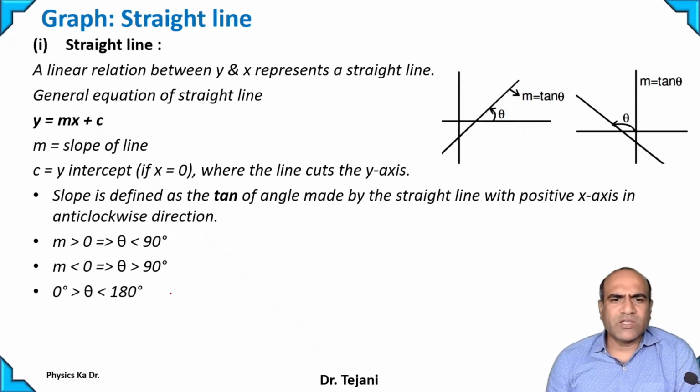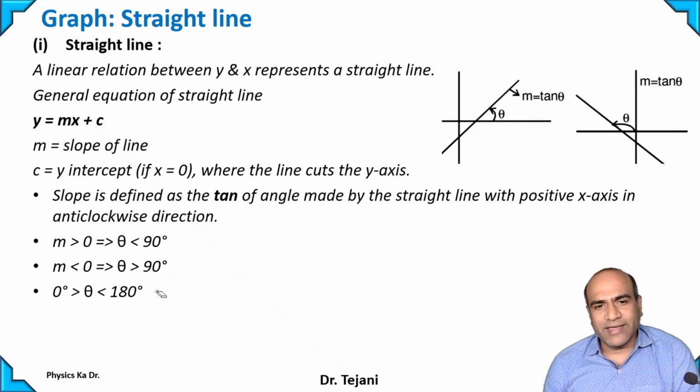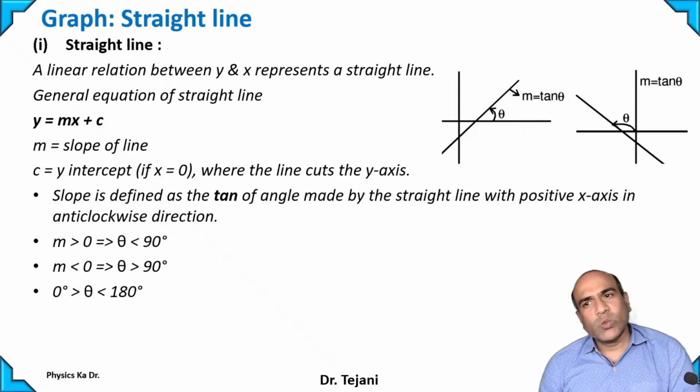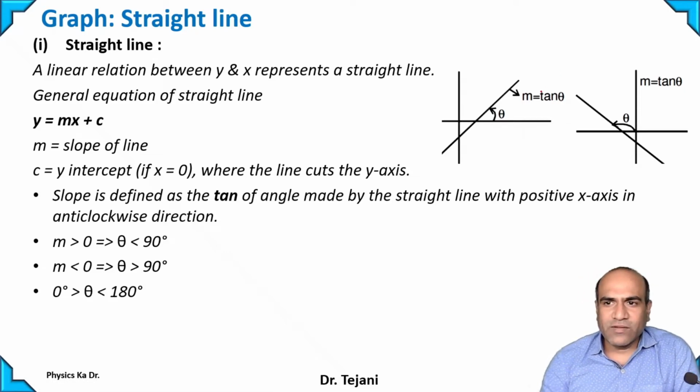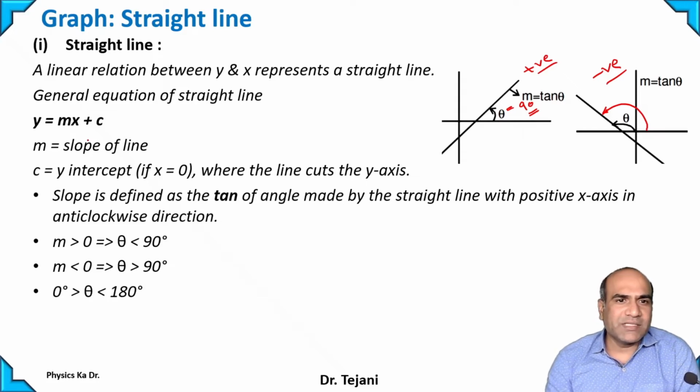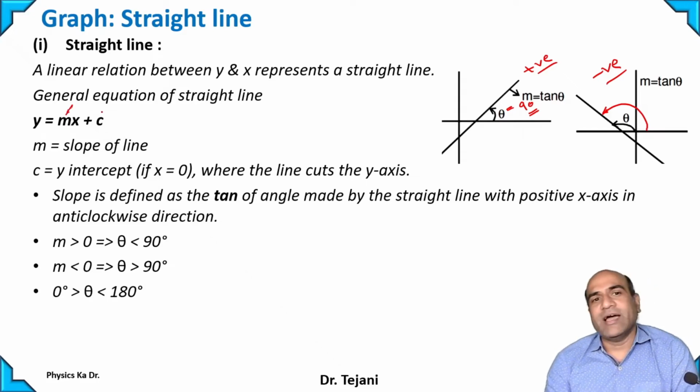And here theta always lies between 0 and 180 degrees. It must always be between 0 and 180 degrees, right? So if theta is less than 90 degrees, slope is positive. If theta is greater than 90 degrees, slope is negative. This is a very important part. That means slope is represented by m, and m is equal to tan theta.